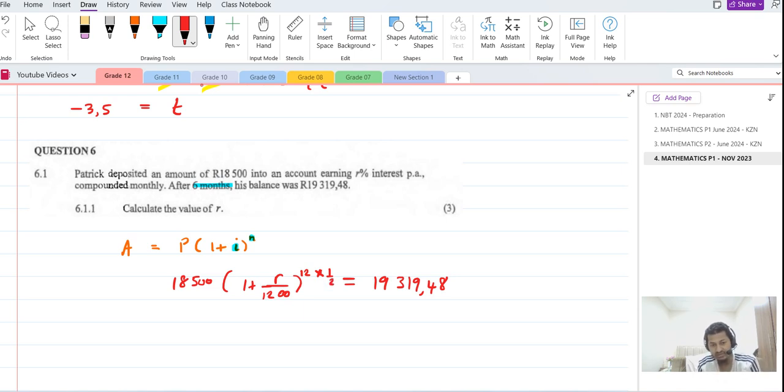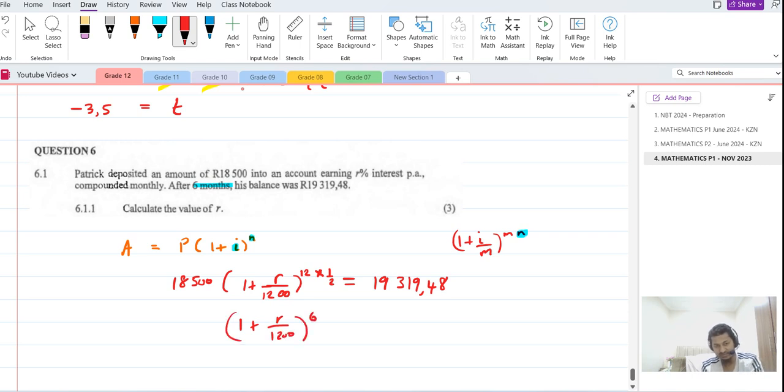The reason why it's to the power 12 is because of this formula, 1 plus i over m to the power m times n. That's your accumulation factor. If you have the compounding period as m, it's going to be m times n, where n is the number of years. Okay, so this is right. So it should be to the power 6. So 19,319.48 divided by 18,500 is going to be 1 plus R over 1200 to the power 6.